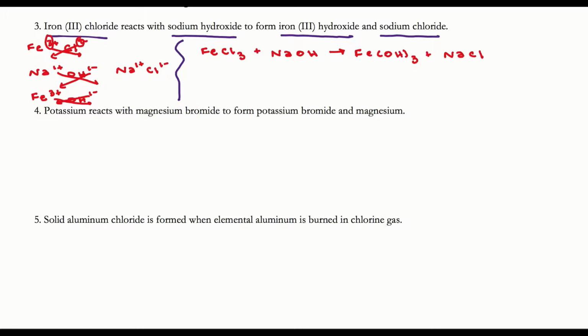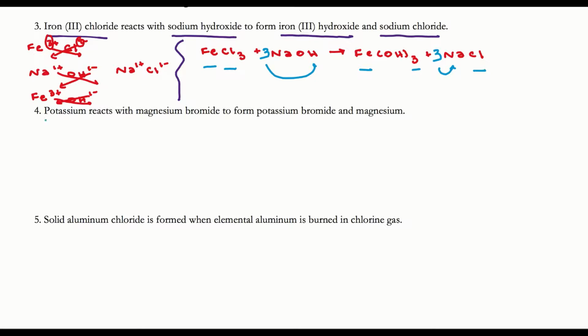So I've got 1 iron, 3 chlorines, 1 chlorine. So I've got to put a 3 in front of NaCl. Now I've got 3 sodiums, so I'm going to put a 3 in front of sodium hydroxide here. Now I've got 3 hydroxides, and I have 3 hydroxides. So I am now balanced.